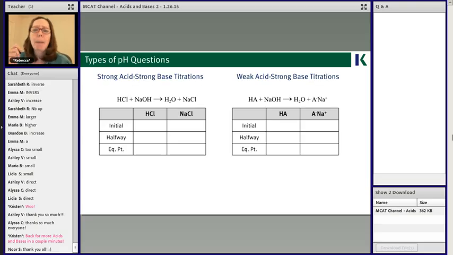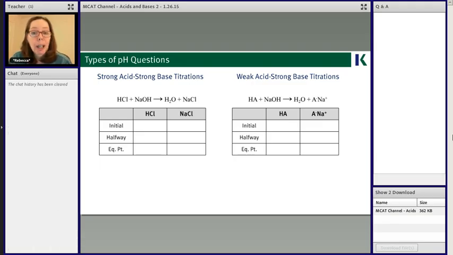So let's talk about titrations: strong acid, strong base titrations, and weak acid, strong base titrations. And we're going to look at them at 3 different points. We're going to look at them where we start, when we're halfway through, and when we are at the equivalence point, which means we're done.